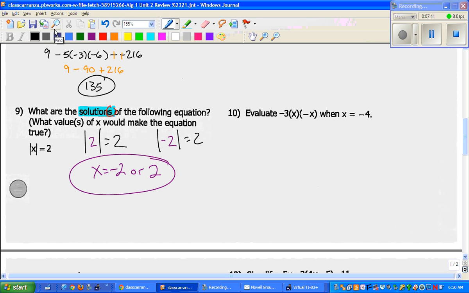All right, number 10, evaluate -3 times x times -x when x equals -4. So I'm just going to plug everything in. Now we are doing multiplying across the board. And we have, count them, 1, 2, 3, 4. So I know that my answer is going to be positive. 3 times 4 is 12, and 12 times 4 is 48.